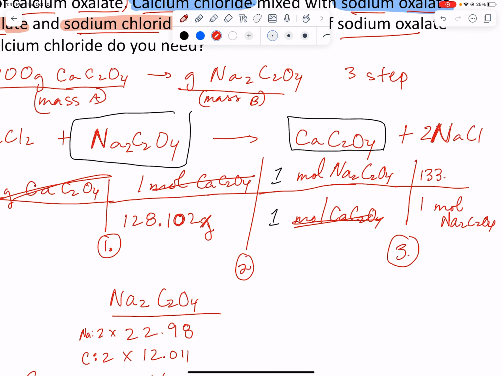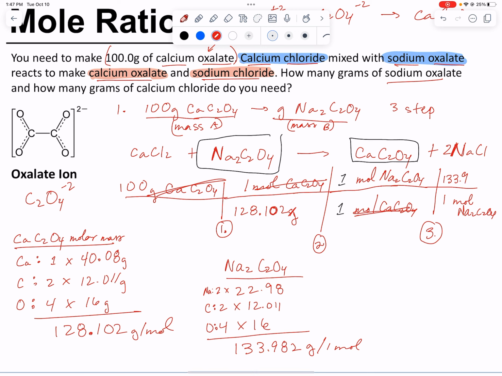133.982. And this is grams of sodium oxalate. So moles of sodium oxalate will cancel. We'll be left with grams. So now we do all this problem. What problem are we talking about? We're going to do 100 divided by 128 times 1 divided by 1 times 133.982.